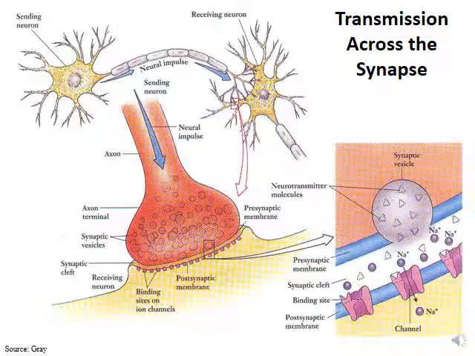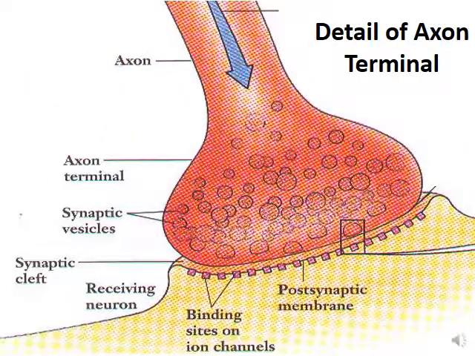Transmission across the synapse occurs from the pre to the post. In the post, we have the postsynaptic membrane, where some messengers will bind. So here, detail of the axon terminal. This axon terminal contains synaptic vesicles. Synaptic vesicles contain special chemical messengers.